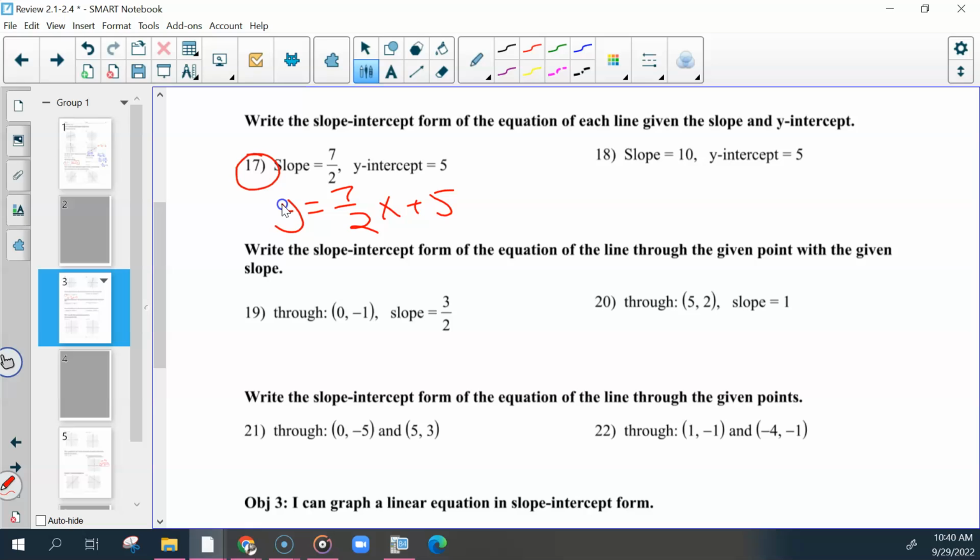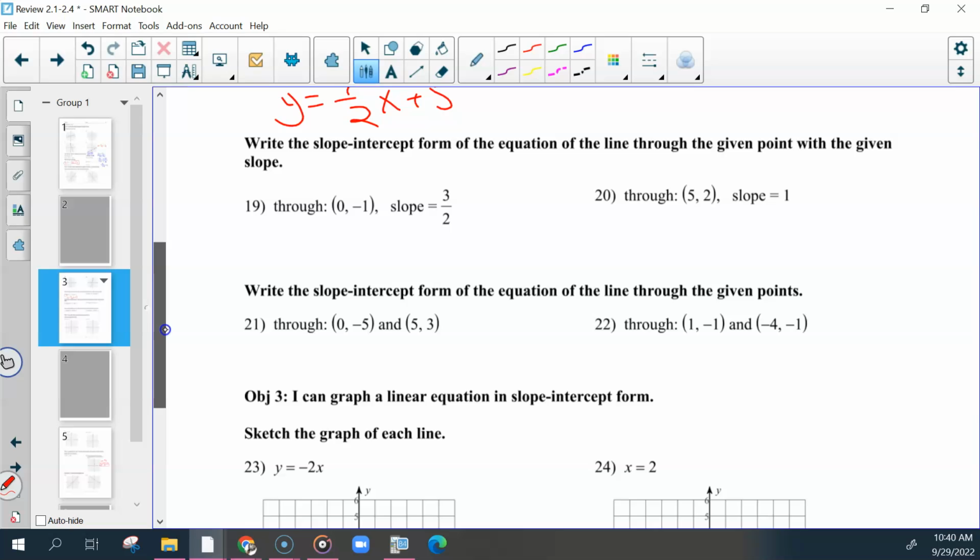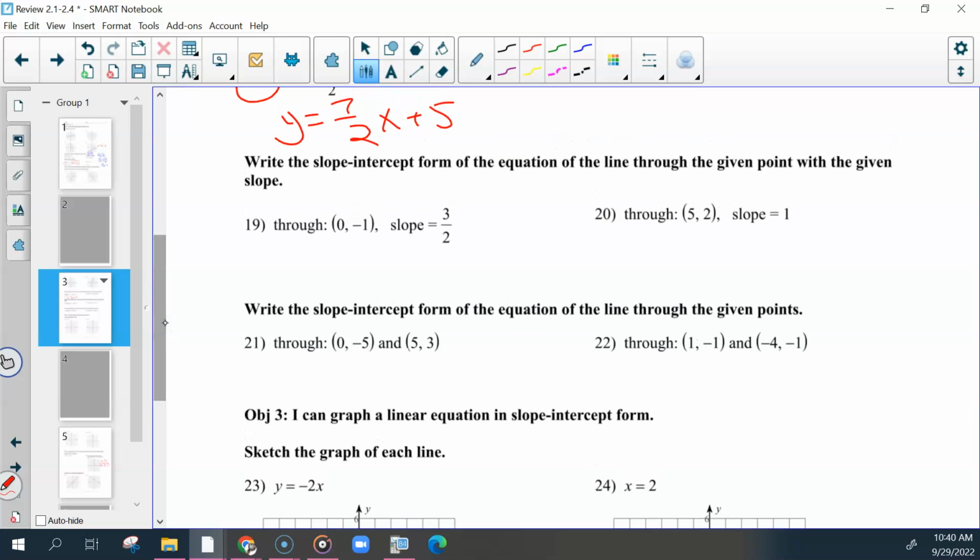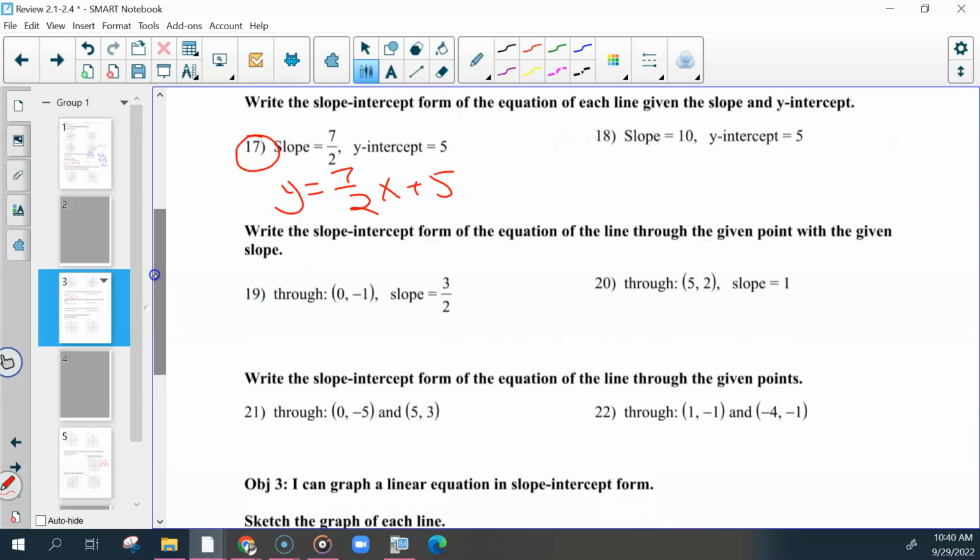Other questions we want to go over? 19. For 19 through 22, you're going to be using the formula y minus y1 equals m times x minus x1.